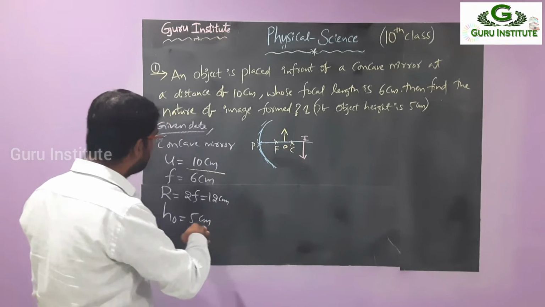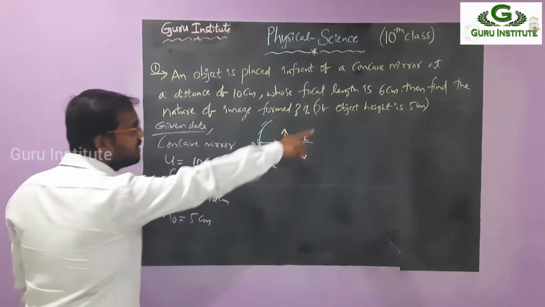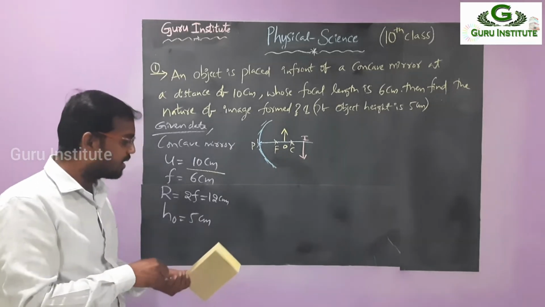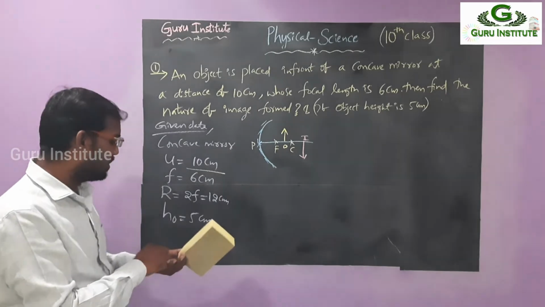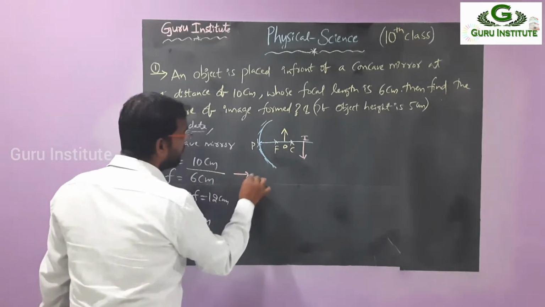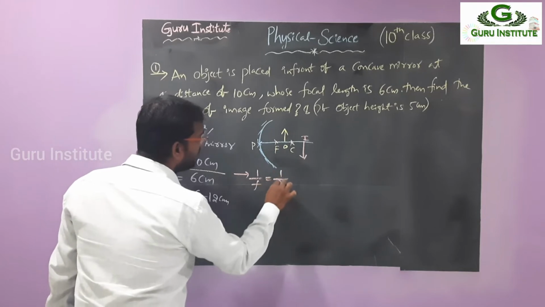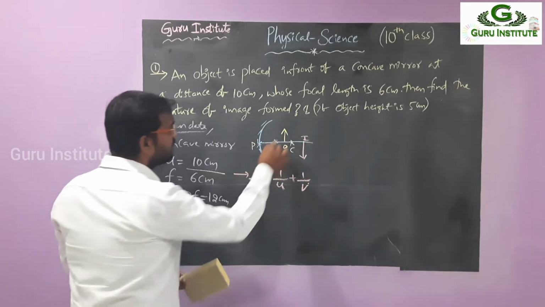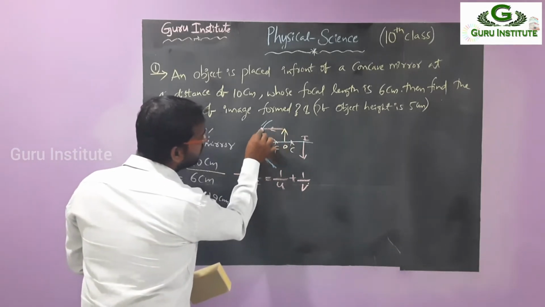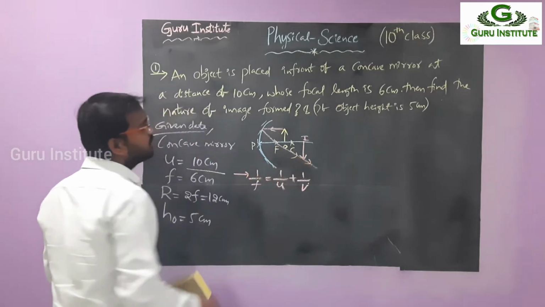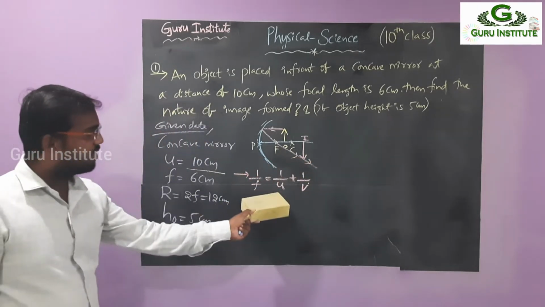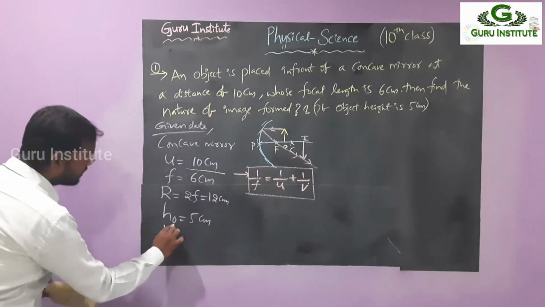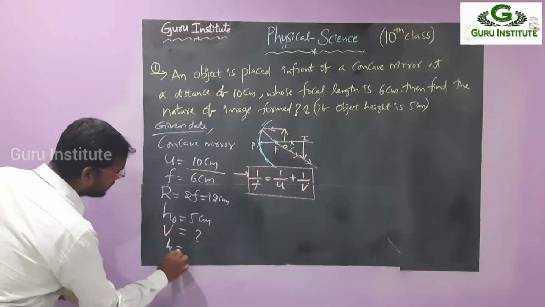But we also want the image distance, and object height is given, so image height also we want to get. We have to get that from the mirror formula. Nature we have got simply by the picture. What is the mirror formula? 1 by f is equal to 1 by u plus 1 by v. Wherever you are using the mirror formula, this is the formula. So from this, what do we need to find? v is how much and hi is how much. That is what we have to find.